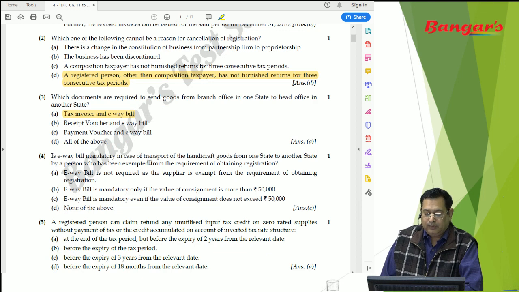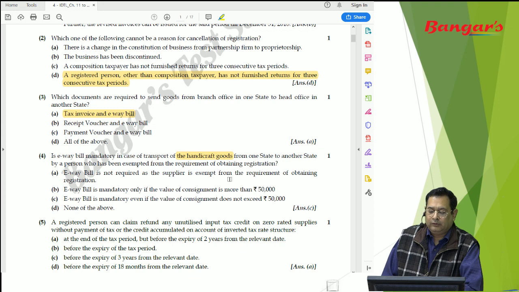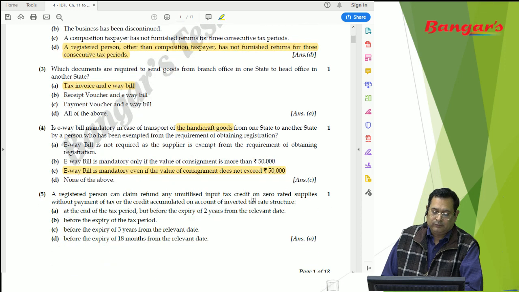Now, is e-way bill mandatory in case of transport of handicraft goods? We have an exemption in relation to those persons engaged in interstate supply of handicraft goods, provided they have to issue e-way bill mandatorily, irrespective of whether the value of consignment exceeds rupees 50,000 or does not exceed rupees 50,000. So here e-way bill is mandatory even if the value of consignment does not exceed rupees 50,000.